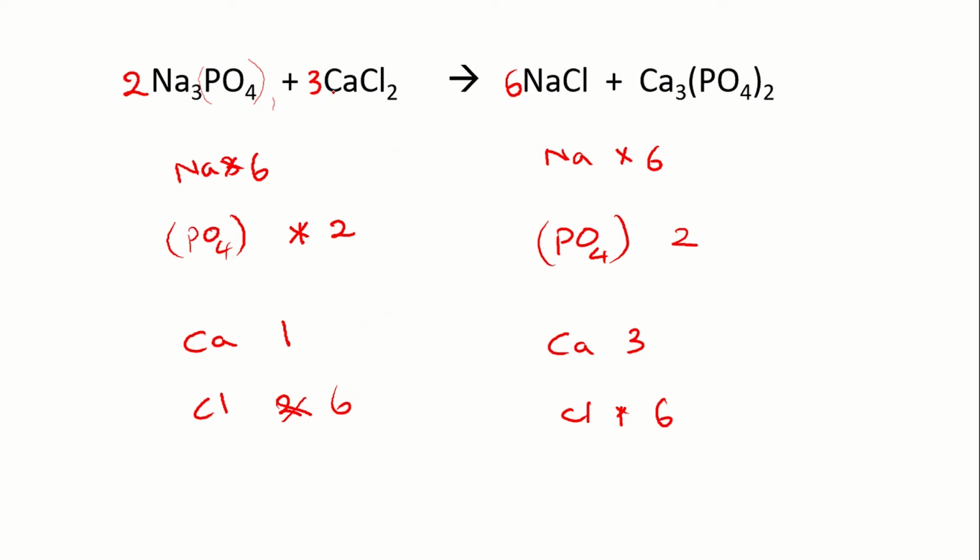Now what happened to the number of calcium ions? I have 3 calcium ions. Check if the numbers of all elements balance. Sodium 6, 6. Phosphate I have 2 on both sides, calcium 3 on both sides, and chlorine I have 6 on both sides. Now this equation is balanced.